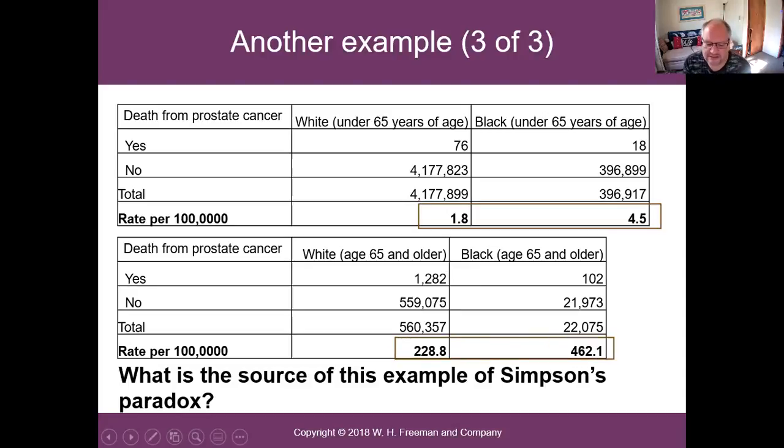What is the source of this example of Simpson's paradox? Why is this happening? Why does it look here as if we have so many more people on the bottom than we do on the top? And the reason why is because we have a much larger sample in one than we do of the other.